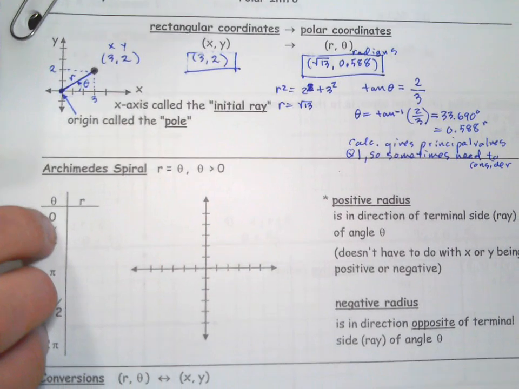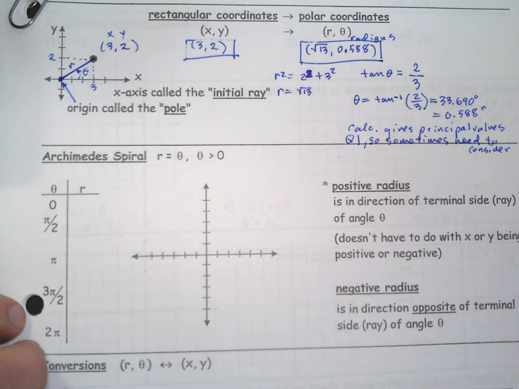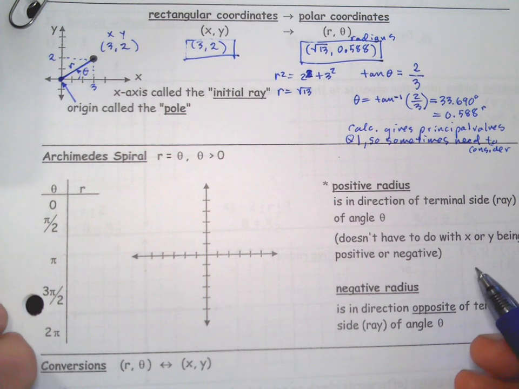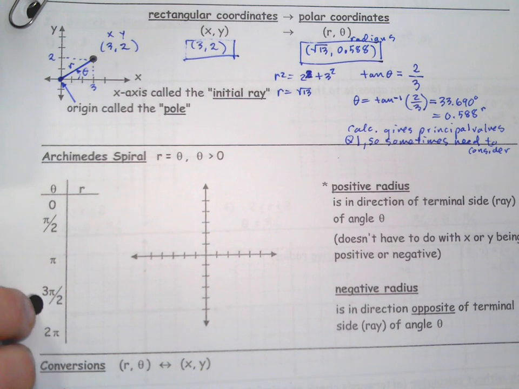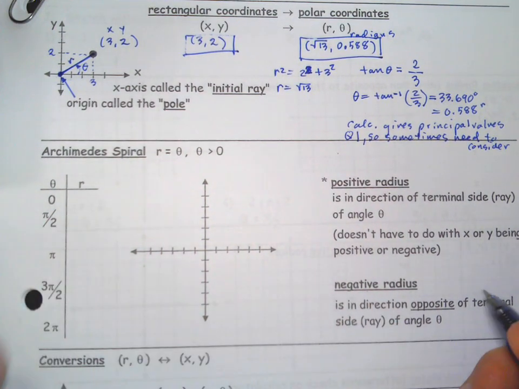So let's look at some other examples. This is a famous polar function. Now we're going to start to write functions as r in terms of theta instead of y in terms of x. What we're going to do a lot at the beginning, and even in the future, is make a quick table and write some values down.